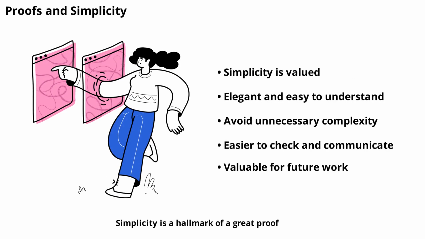Simplicity is a hallmark of a great proof. The best proofs are not only correct, but also elegant and easy to understand. Mathematicians strive to find the simplest possible argument, avoiding unnecessary complexity. Simple proofs are easier to check, communicate, and build upon, making them especially valuable.